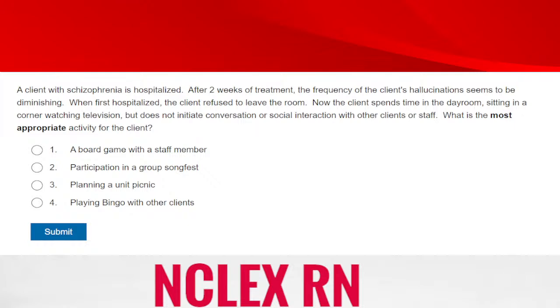A board game with a staff member. Participation in a group song fest. Planning a unit picnic. Playing bingo with other clients.